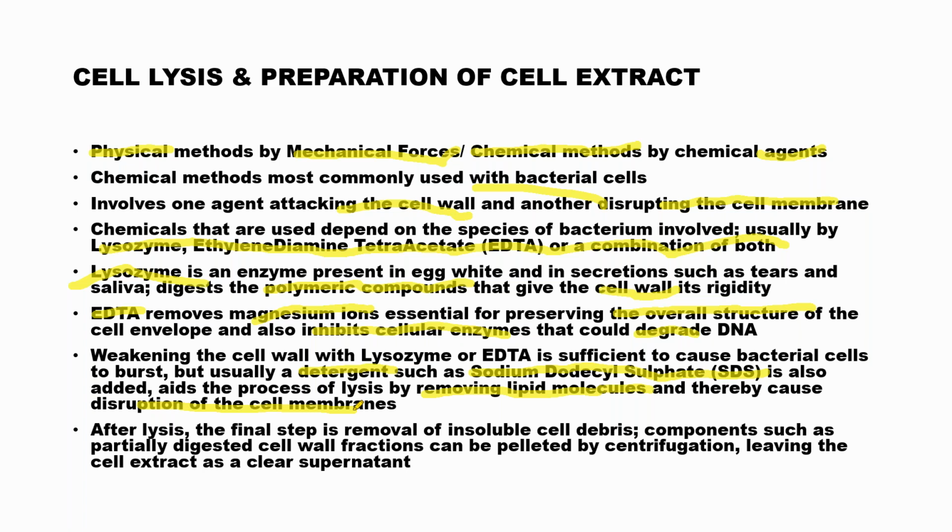So we said in the beginning, we usually use lysozyme and EDTA. Either we use lysozyme, or we use EDTA, or we use a combination of both. But here, what is the point? The point is that lysozyme and EDTA mainly act on the cell wall, but usually we add a detergent, a third agent, together with lysozyme or EDTA or both. That third agent is a detergent called sodium dodecyl sulfate, that is SDS.